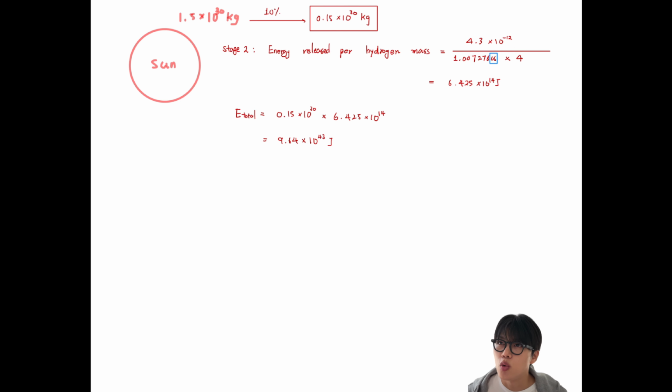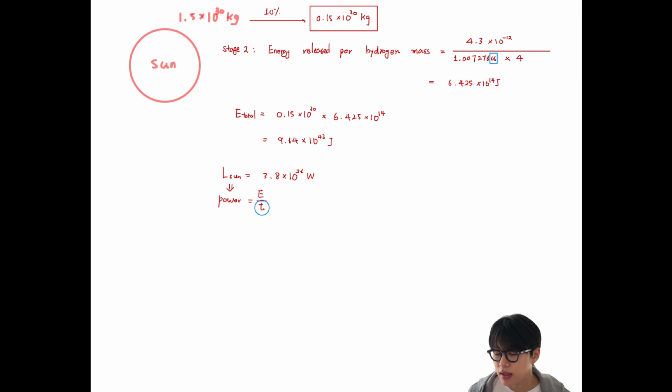But in question C1, they say show that the sun will stay on the main sequence for about 8 times 10 to the 9 years. Okay, we need to calculate the time. But one more piece of data is given, which is the luminosity of the sun, equal to 3.8 times 10 to the 26 watts, right? If you think about luminosity, it's the same as power, right? But power is equal to energy over time. So using this luminosity, we can actually calculate the time in this section.